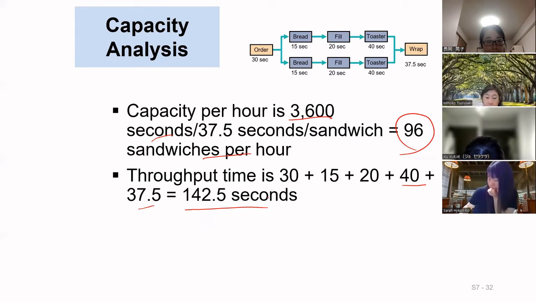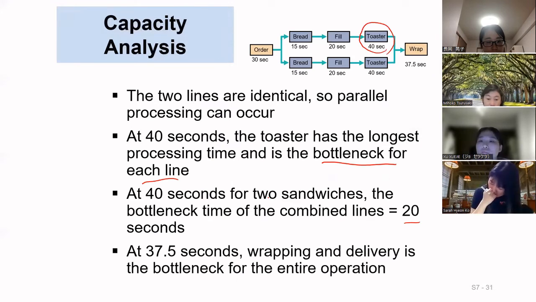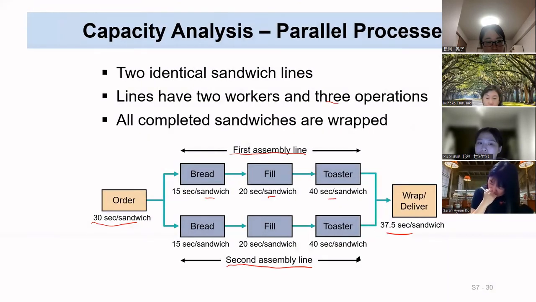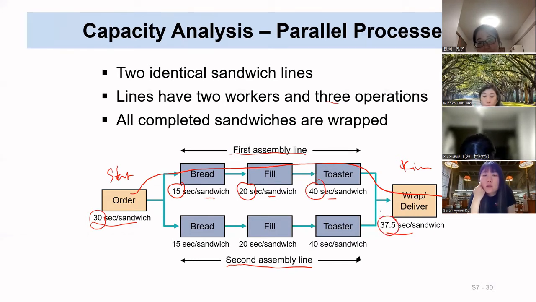Can you show the explanation of the throughput time? Okay. Throughput time is the time taken from start to finish, from order until the end. If you look at the first line, it is 30 plus 15 plus 20 plus 40 plus 37.5 seconds.